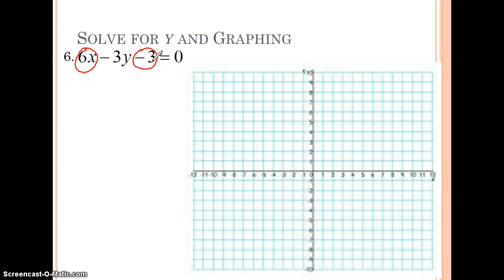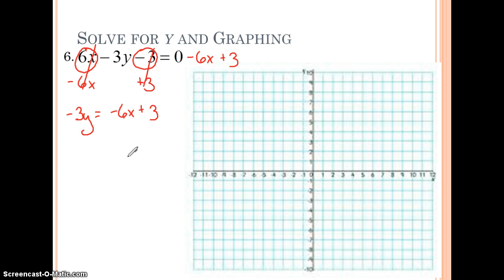Since I have a minus 3, I need to add 3 to the other side. Over here, since I have a positive 6x, I'm going to subtract 6x. So, minus 6x to both sides, which will cancel that out. The inverse of minus 3 will be plus 3 to both sides, so that I am now left with just negative 3y equals negative 6x plus 3.